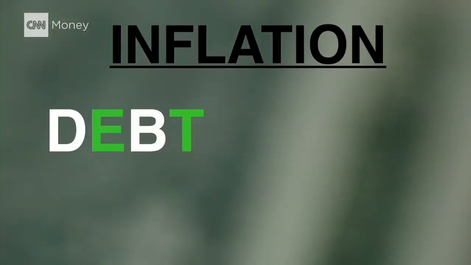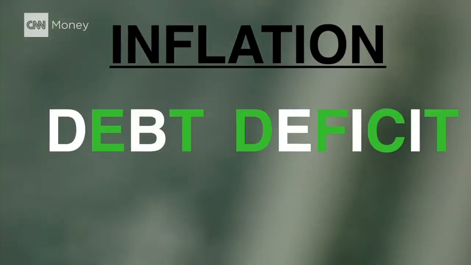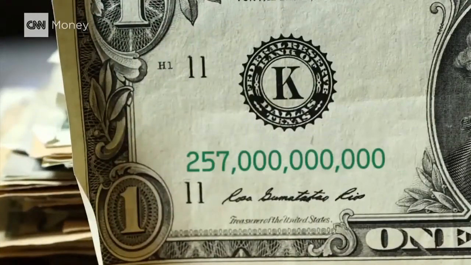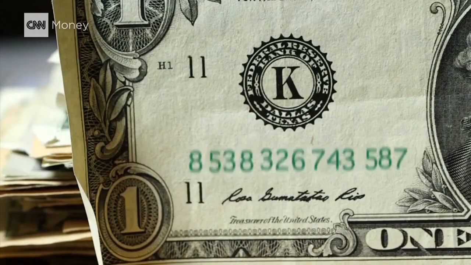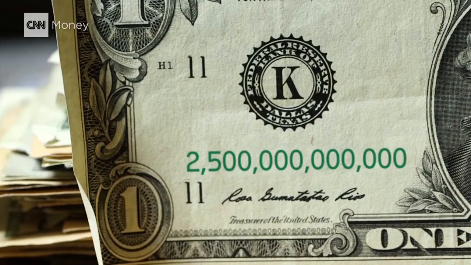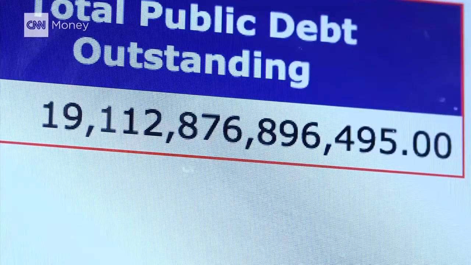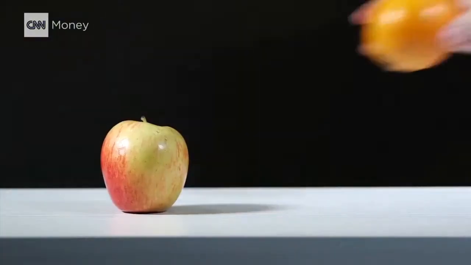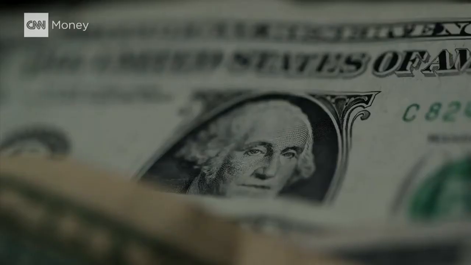So let's factor in inflation. And keep in mind, we're talking about the debt here. The same context applies to deficits. With inflation, that $257 billion debt in 1950 is around $2.5 trillion. That's still a fraction of our current debt, $19 trillion. But we're getting closer. Now it's more like apples and oranges. They're both whole fruit. But we're not entirely there yet.